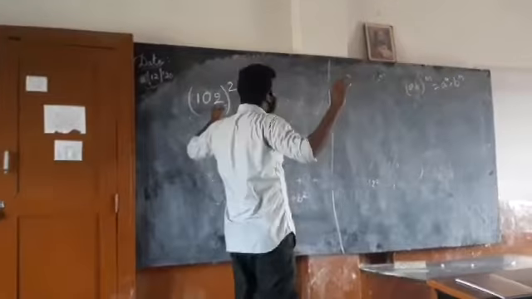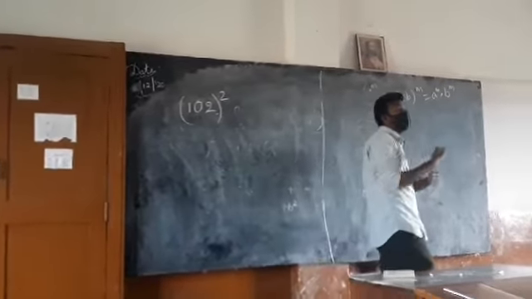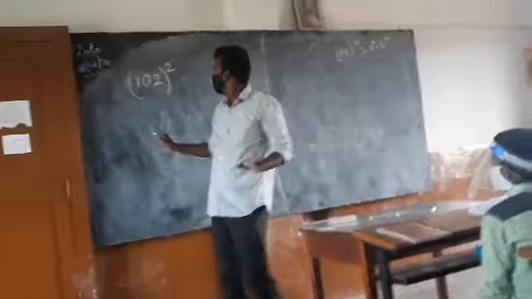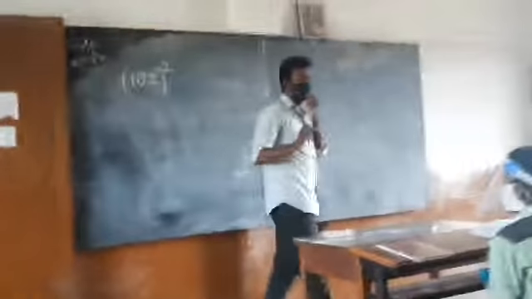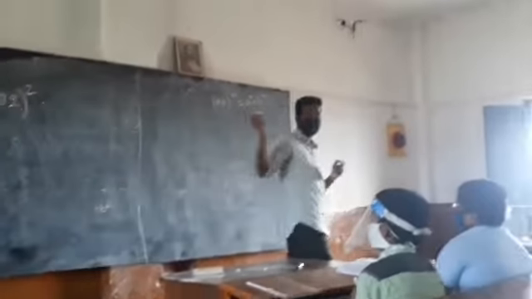It can be turned into a plus b whole square. How? a square, sir? No, I'm telling that 102 whole square can be turned into the form of a plus b whole square. Do some magic to turn it into a plus b whole square.